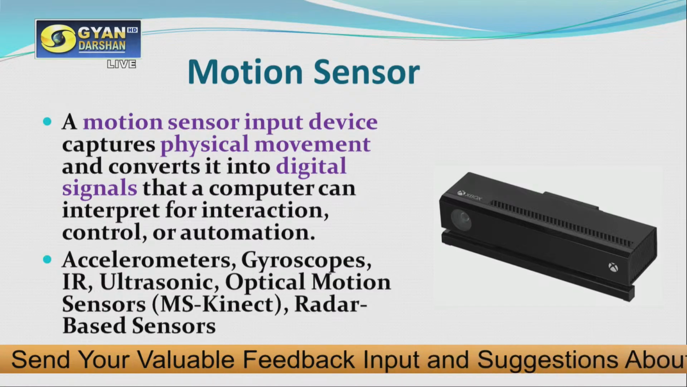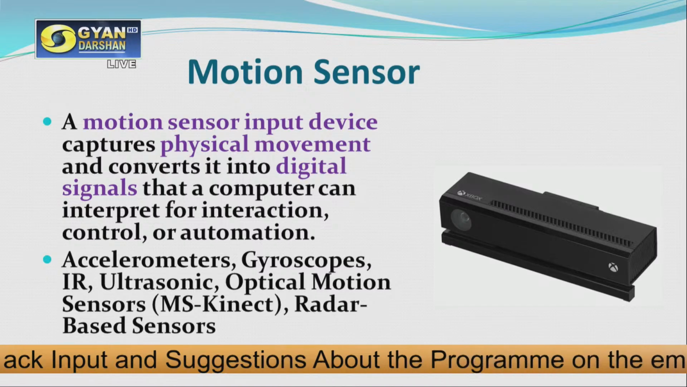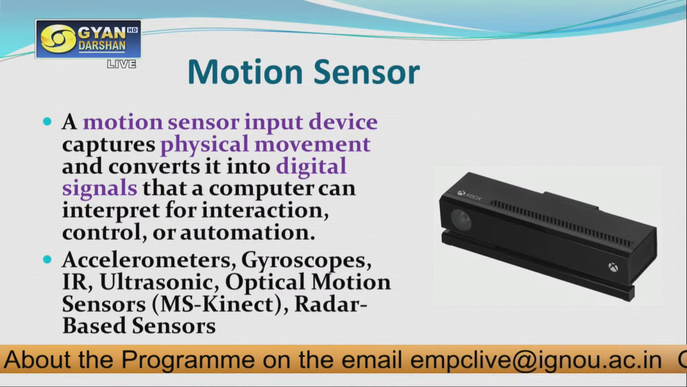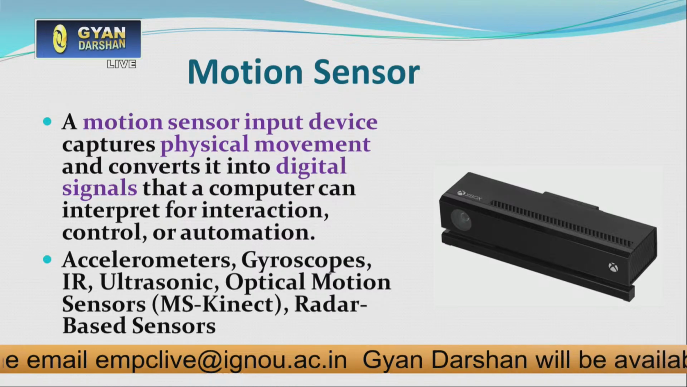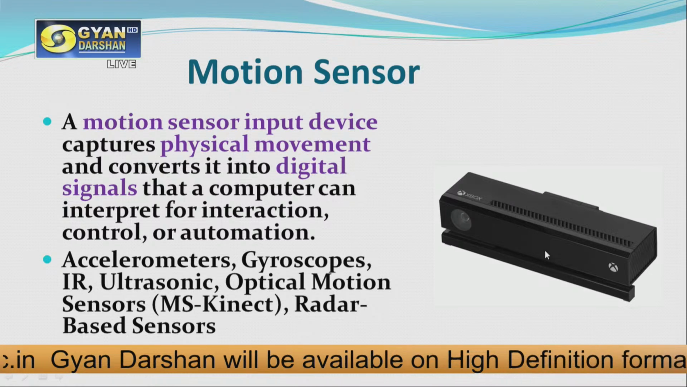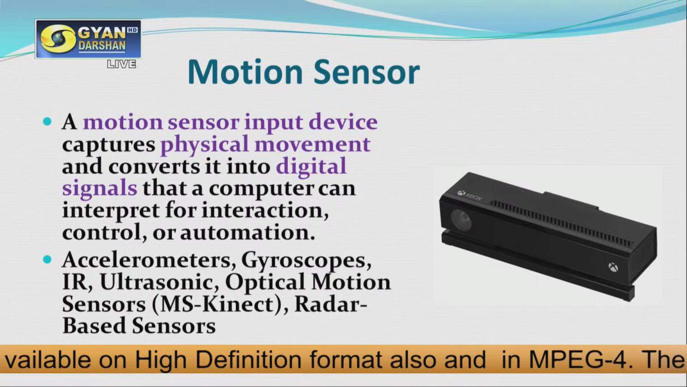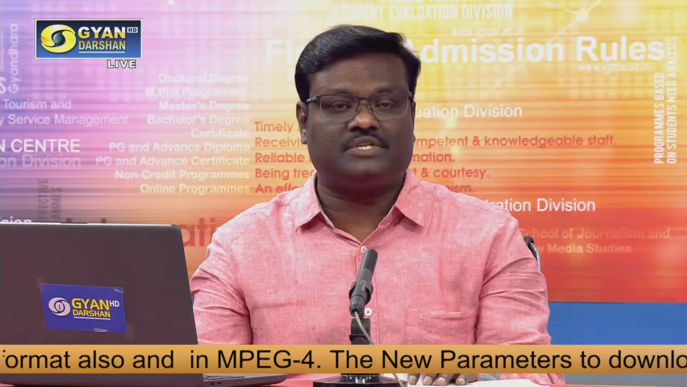For example, there are certain motion sensor equipment called accelerometers, gyroscopes, infrared devices, ultrasonic devices, and optical motion sensors like MS Kinect. You can see on the right side of the slide the MS Kinect, which records the physical movement and converts it into digital signals. And there are radar-based sensors also, which continuously capture motion into the system.